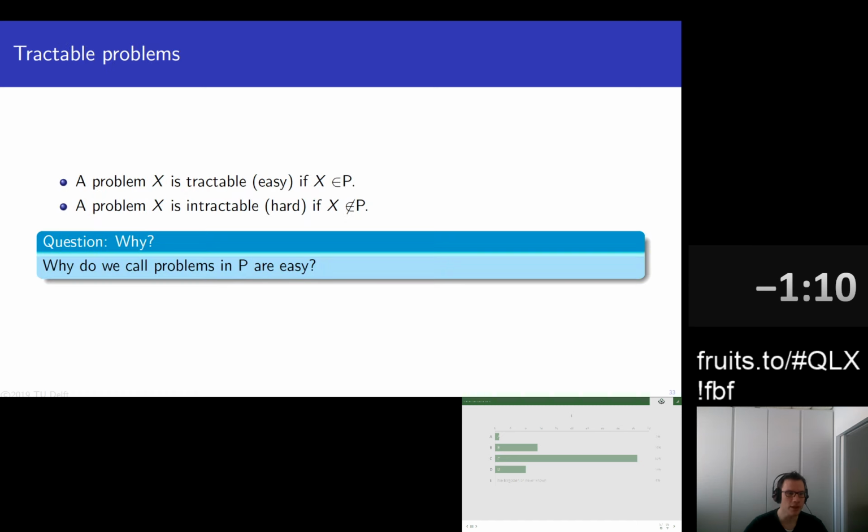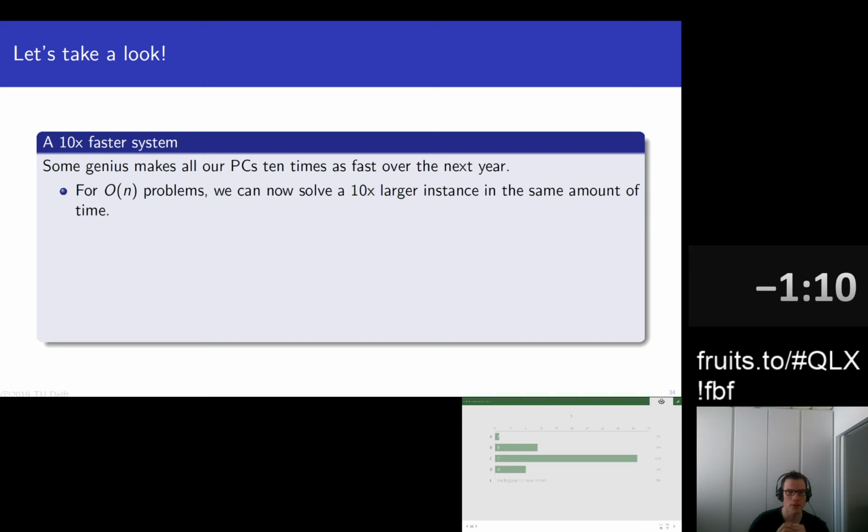And now we say that problems in P are easy or tractable, and we say that problems that are not in P are intractable or hard. Now, why is that? Why do we say that P is easy? Well, we say that because when we take a look at our systems, what is the impact of a system that becomes 10 times faster? Right? So if I have a machine that becomes 10 times as fast as the machine I'm using now, then for a linear problem, we can solve an instance that's 10 times as large in the same amount of time.